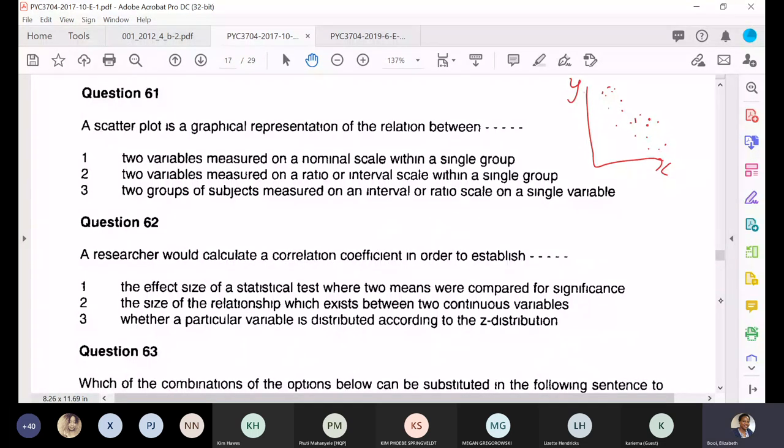So number one says two variables measured on a nominal scale, which is not it. Two variables measured on a ratio and interval within a single group. And two groups of subjects measured on an interval or a ratio on a single variable. That will not be correct because these are two variables from the same group. So if this is the age and we want to find the emotional intelligence, IQ, they come from the same group, a single group. So the answer is option two.